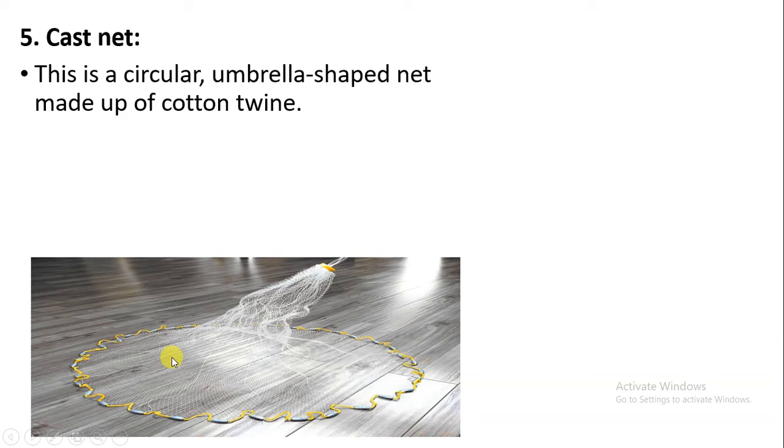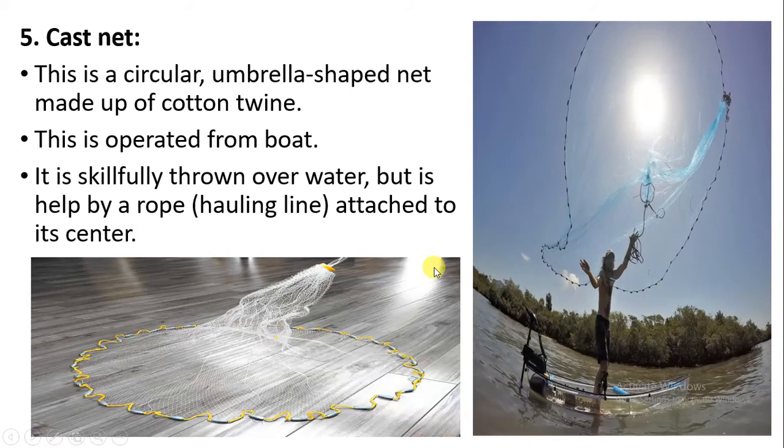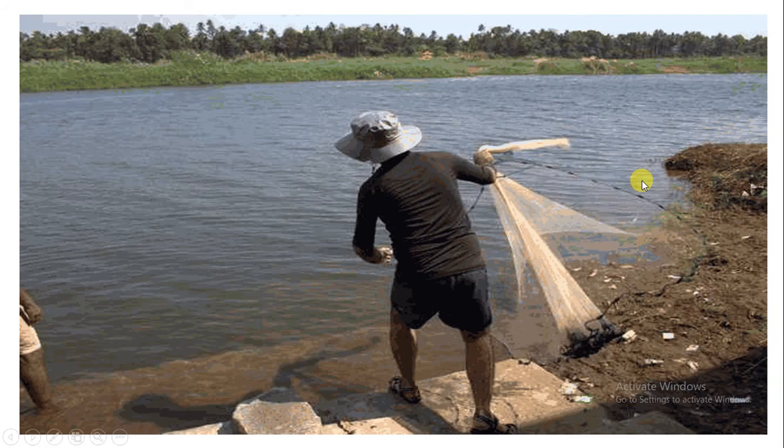Now we are going to talk about the next net, that is the cast net. It is a circular, umbrella-shaped net where the strings are made up of cotton. It can also be operated through a boat, but for this a skilled fisherman is needed so that it can be thrown over the water, helped by a rope. For the hauling line, a rope is needed, which is attached at the center.